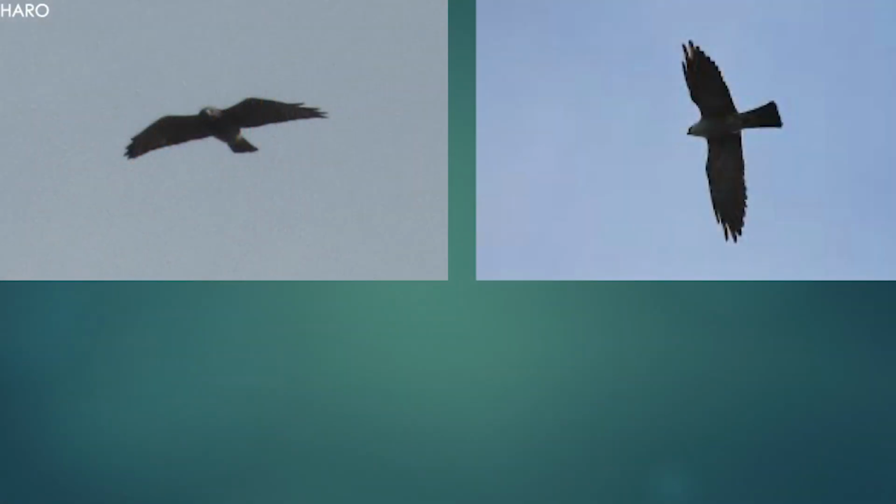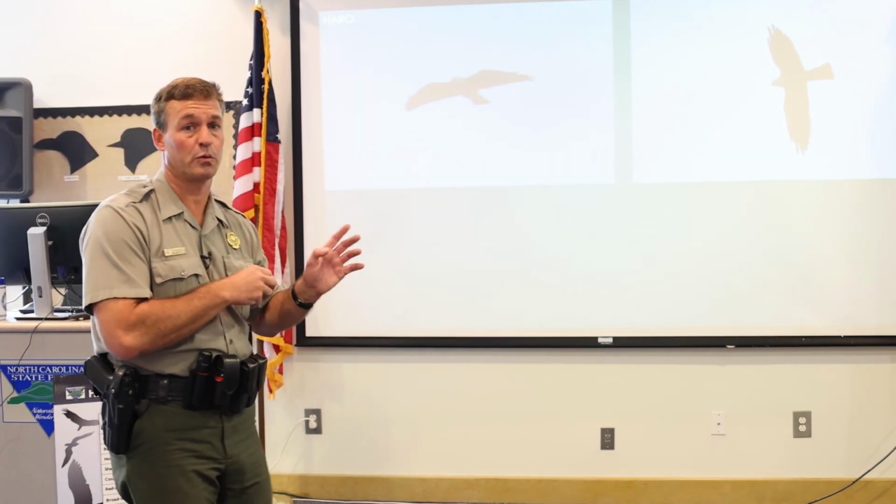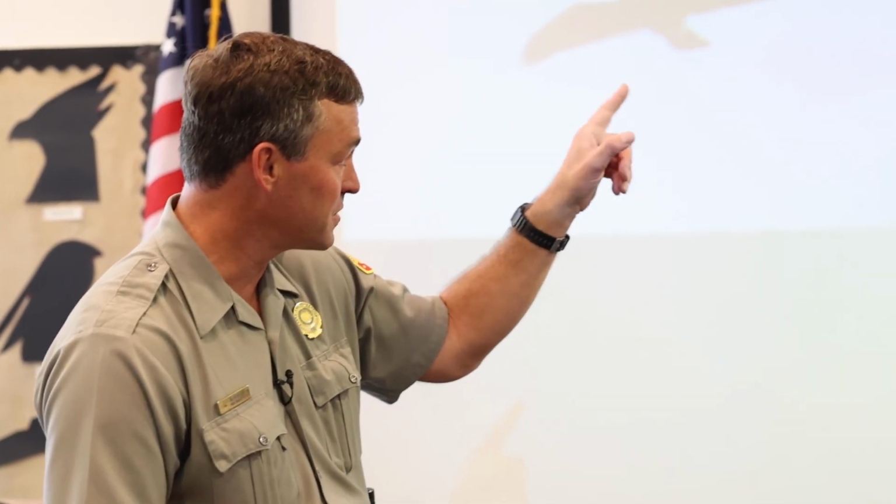These are some of the silhouettes. So in reality, this is probably what we're going to be looking at when we're conducting our hawk watch, when we're trying to identify the birds themselves. We may not be able to see the markings, but we can at least use our knowledge of the silhouettes to determine possibly what type of bird it is.